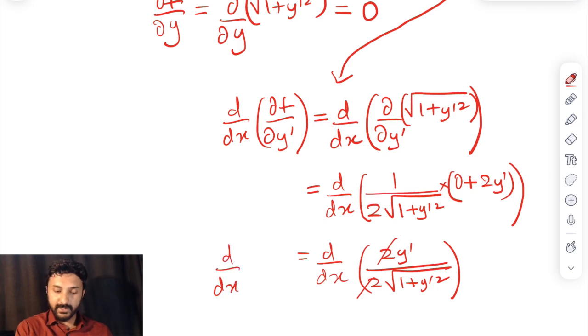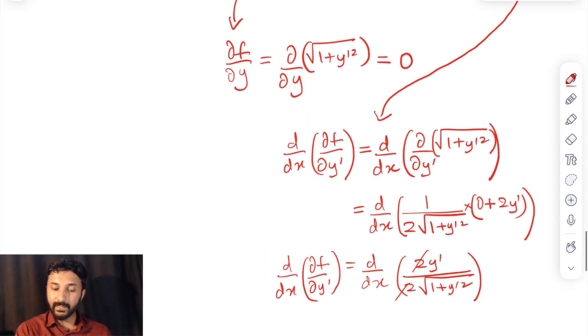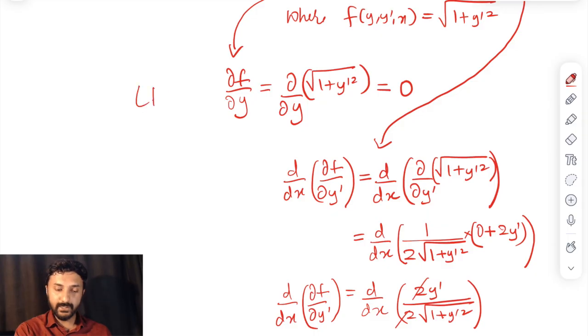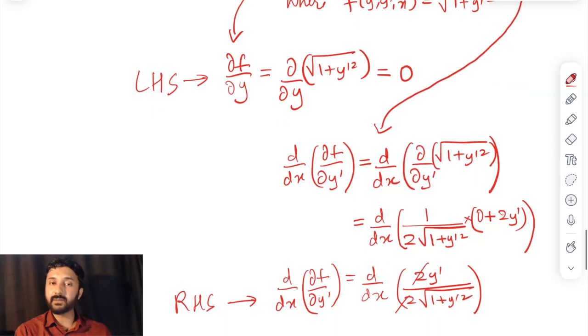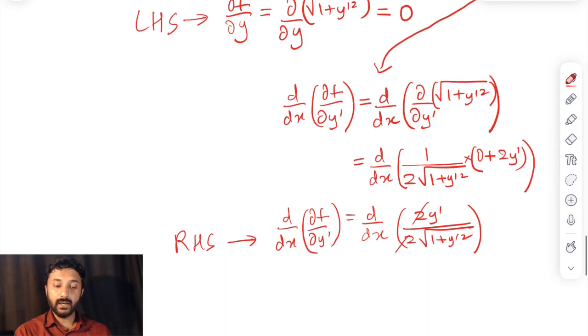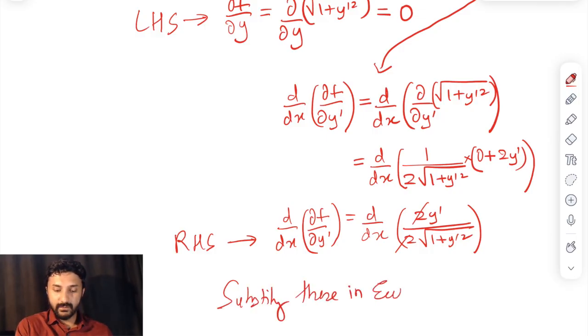But before we start differentiating, we need to observe something here. In fact, let us put this back into the Euler-Lagrange equation. So we have the left hand side here. This is the left hand side, and here is the right hand side. And clearly the left hand side must be equal to the right hand side, right? So basically plugging it back into the Euler-Lagrange equation, let us see what we get, right? So what we're doing is substituting these results in the Euler-Lagrange equation.